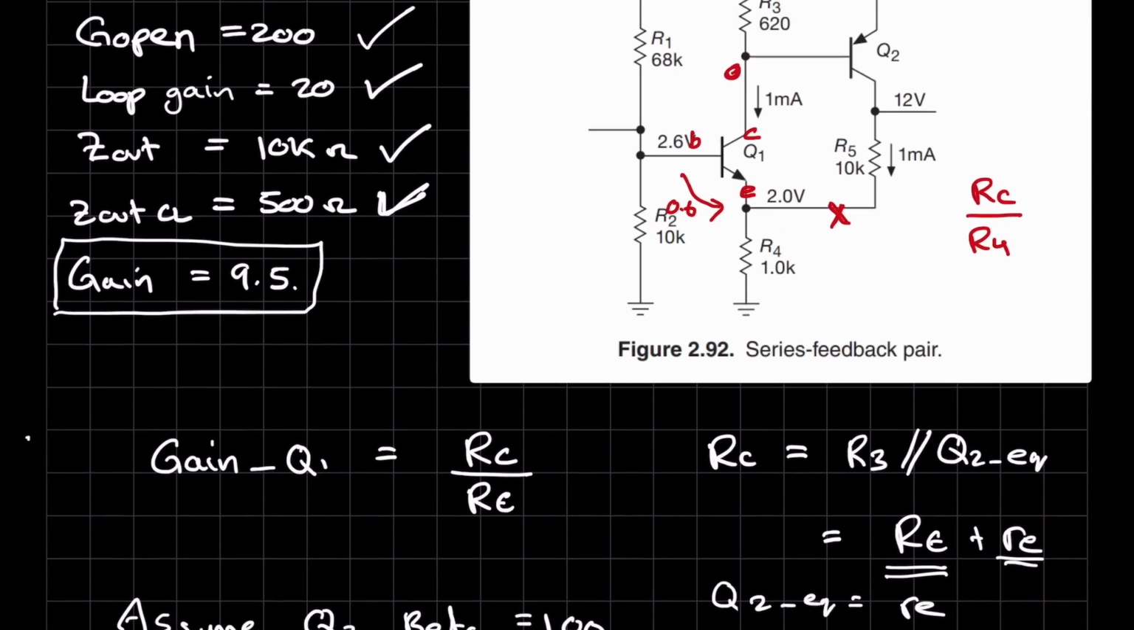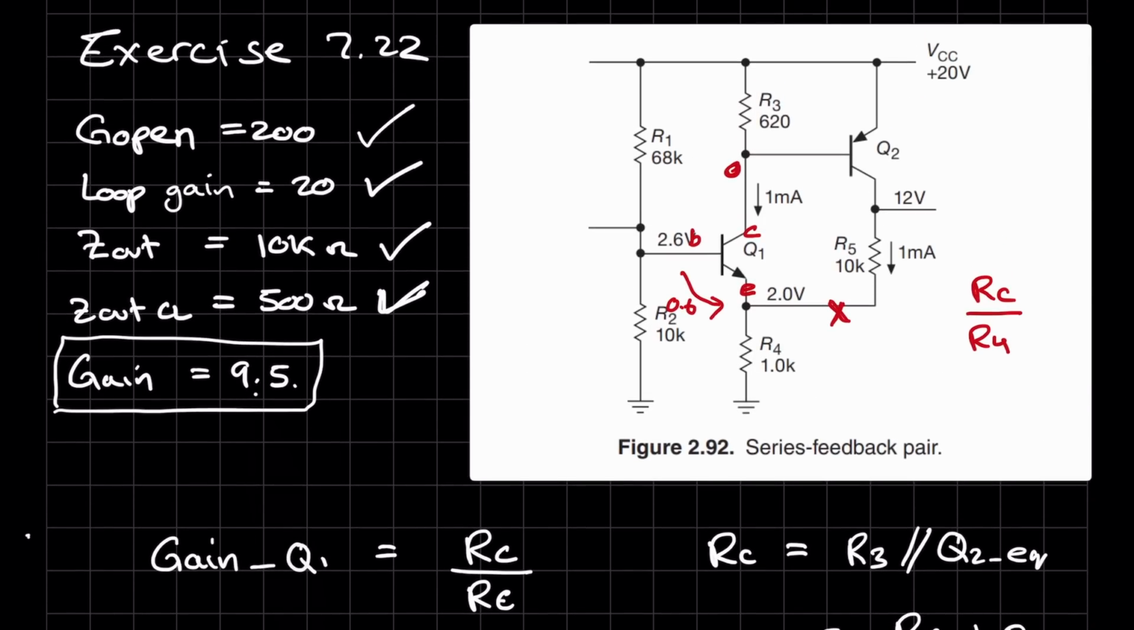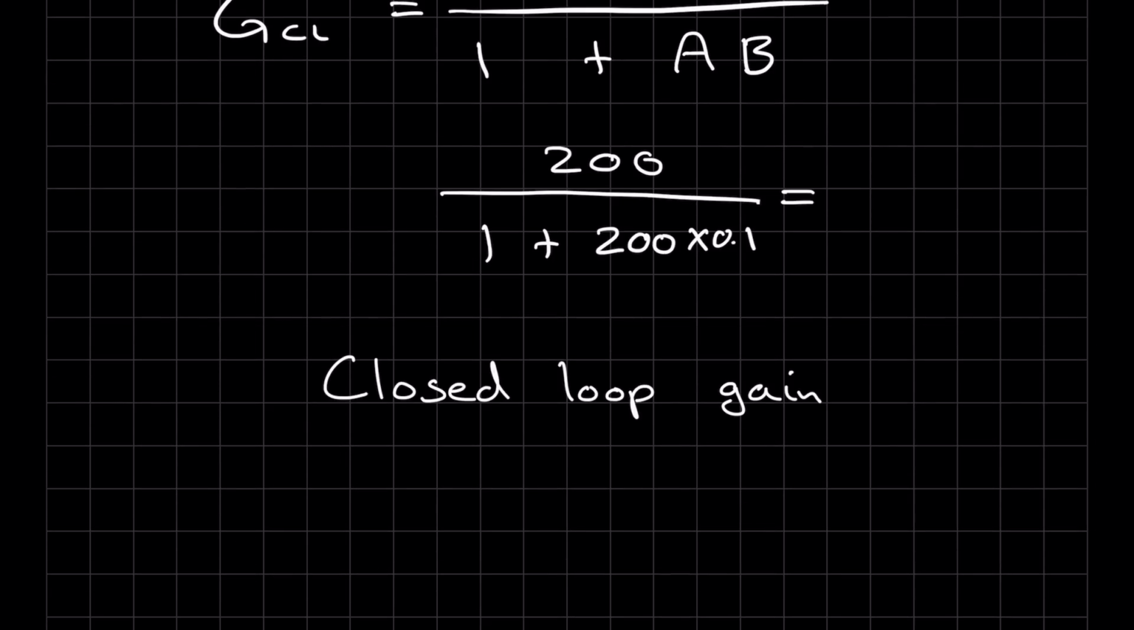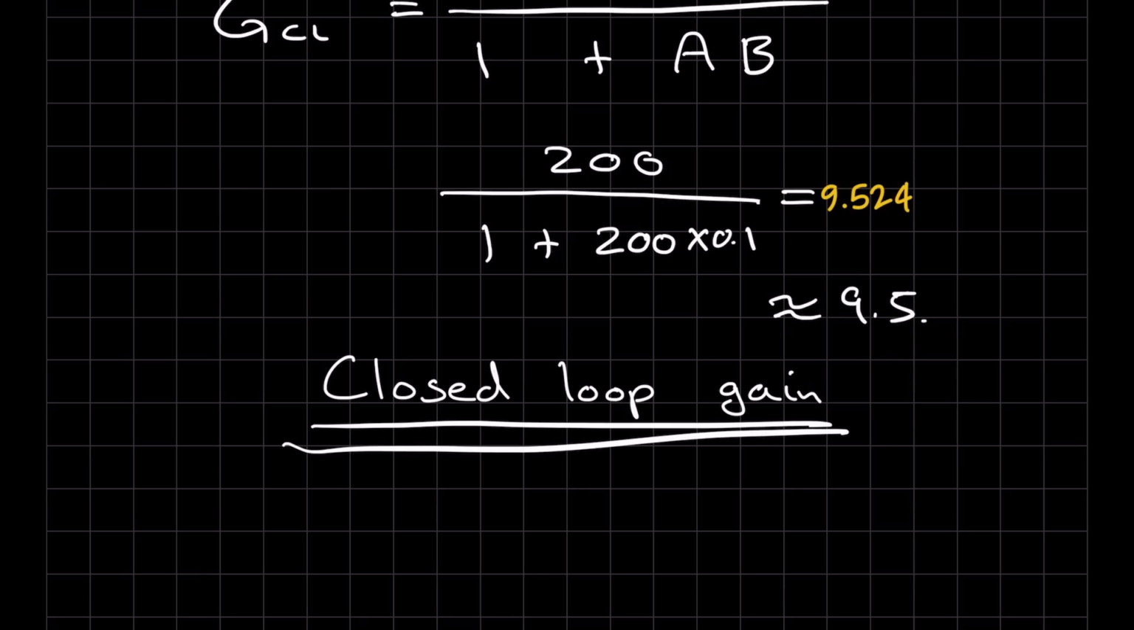Now just referencing back to the question, we've basically got 9.5 over here. So we've got to the right solution, approximately, because obviously that's only to one decimal place. And we have 9.524, which is approximately 9.5. And that solves exercise 2.22.